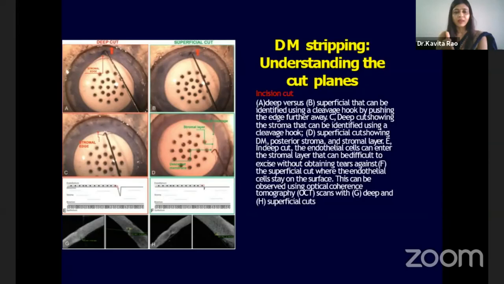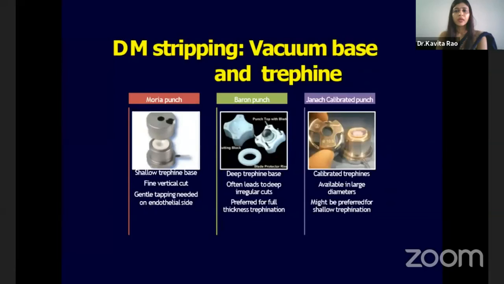When it's not being dragged, the chances of tearing when you're peeling are very low. Versus in the first scenario, even if you've gone deeper and you try to peel it, you can tear your endothelium or the Descemet's at that point. So these are the trephines which you can use for making your calibrated punches. The Moria punch is great.